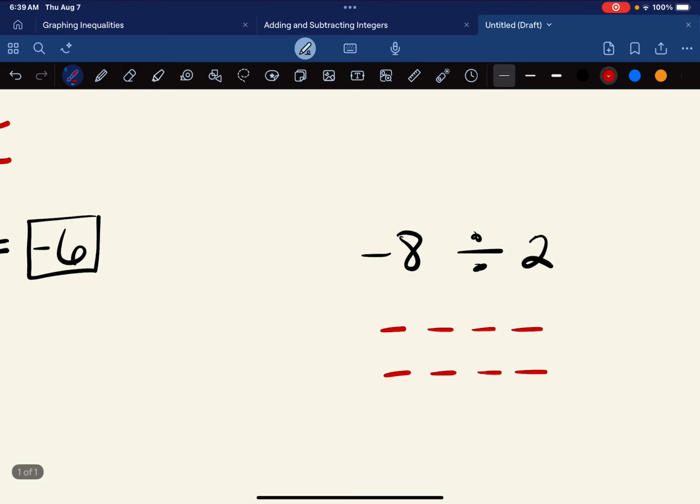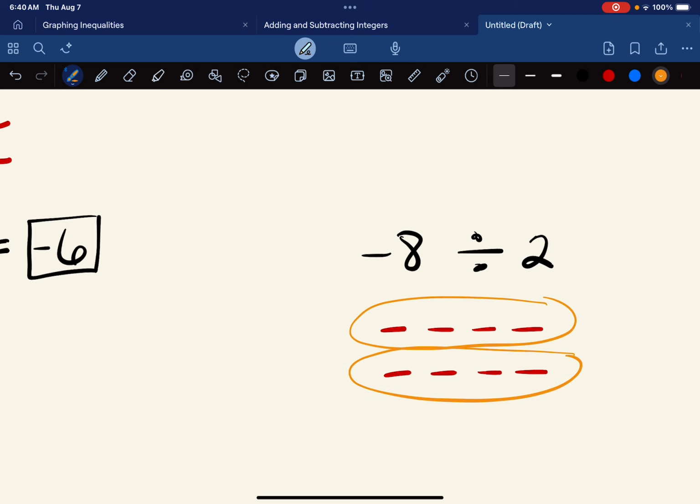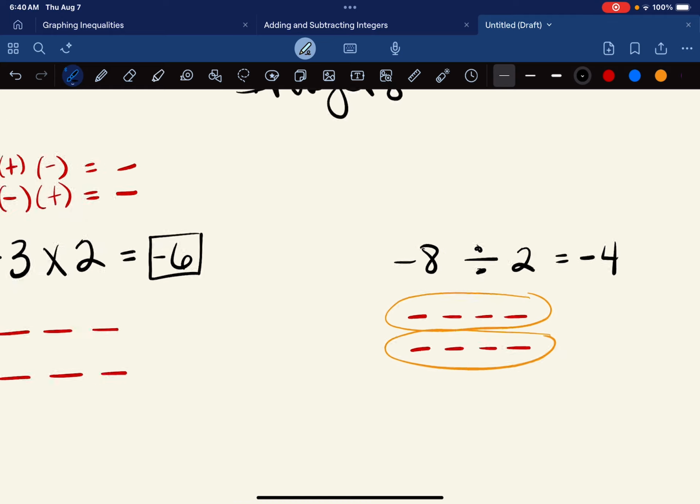Now, the rules for division are exactly the same. If I have -8 divided into 2 congruent or equal groups. So I've got -8 here, and then I'm dividing that into 2 equal groups, okay? So here is a group, and here is a group. We have 2 equal groups. How many negative values are in each group? 1, 2, 3, 4. That is why this also gives us a -4. Okay, so the division rules are exactly the same as the multiplication rules when we're talking about positives and negatives.